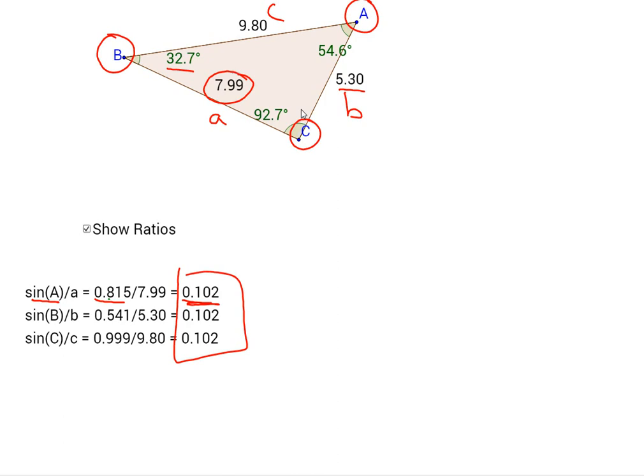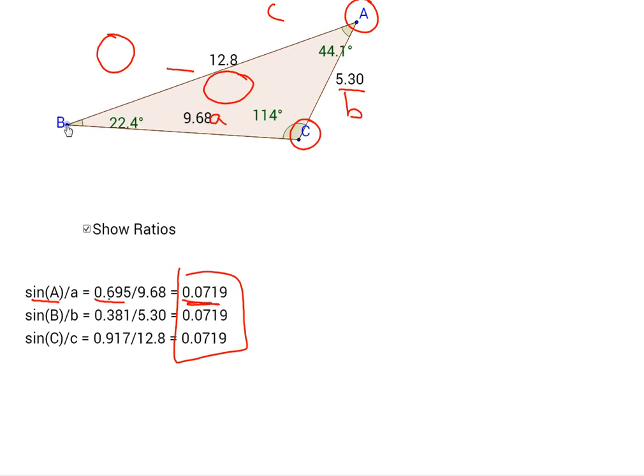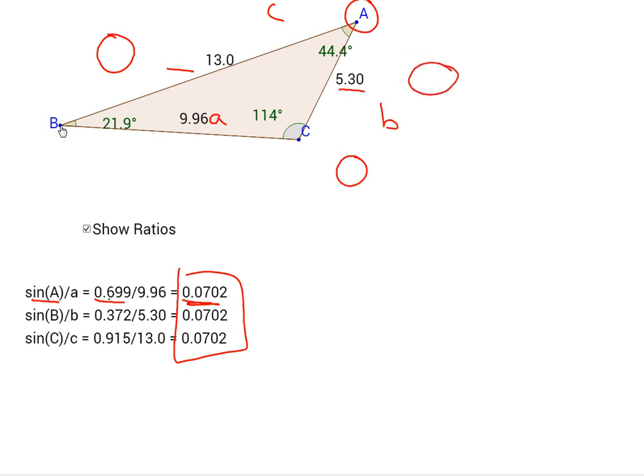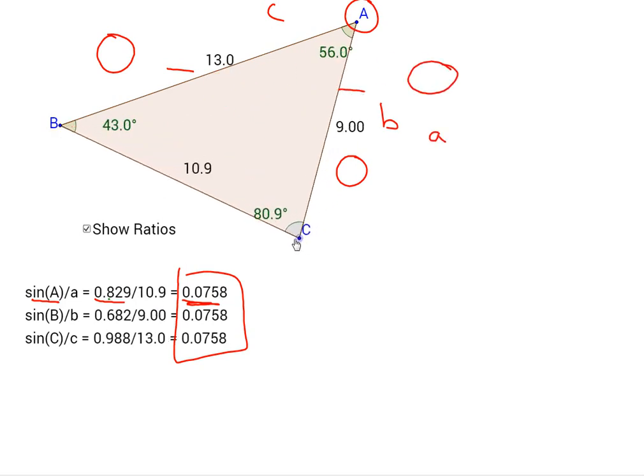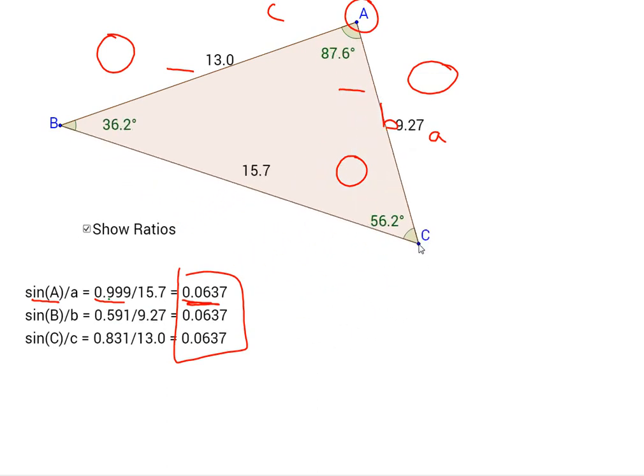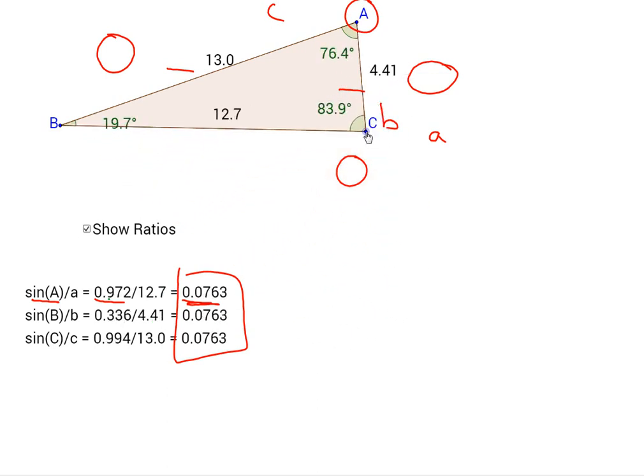So if we start dragging some of these angles around, you can see that the angles are different. The angles are different, but the ratios are still equal. No matter what kind of triangle I draw, how I draw it, those ratios stay the same. So that's basically what the sine law is all about.